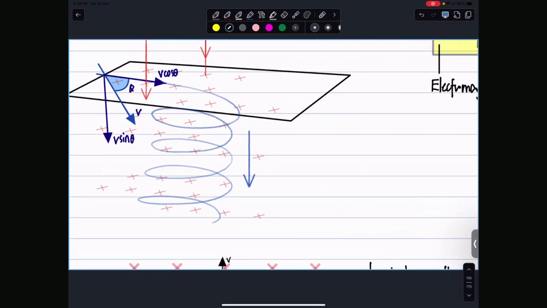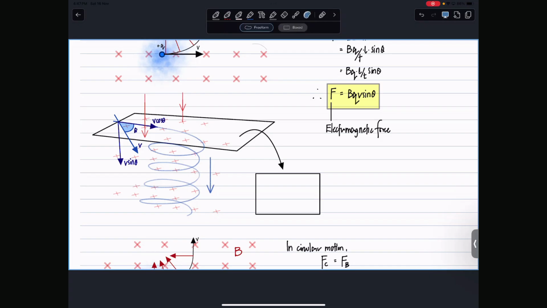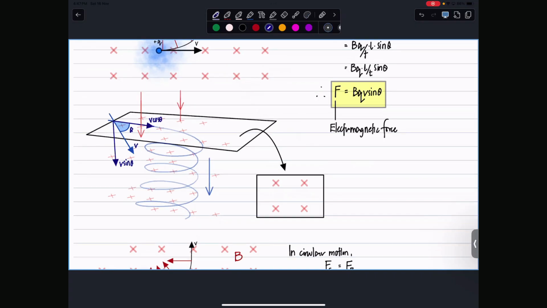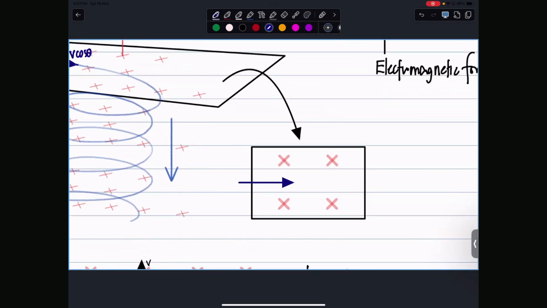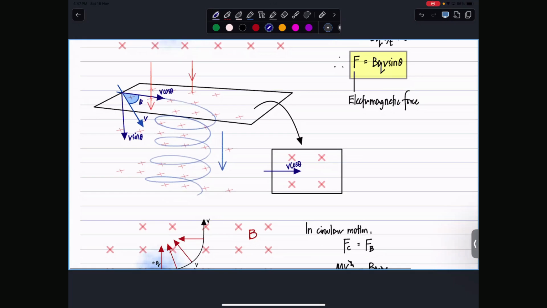So imagine you look at this diagram from the top view. Let's just look at it from the top. So if I look at it from the top, you have this magnetic field here, and you have your particle that's entering like that, and this is the velocity. Okay, let's call it v cos theta. So what is this velocity to the magnetic field? Perpendicular. Can you tell me which way is the force acting?